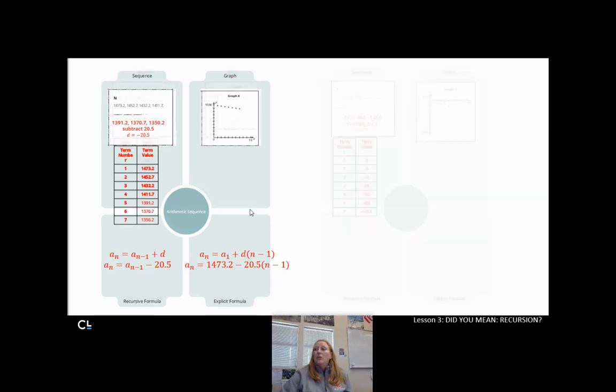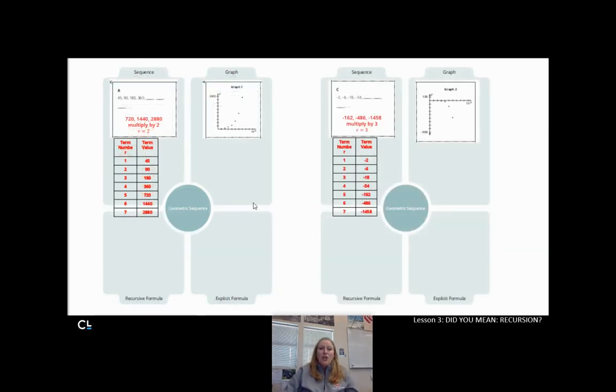Ready for the geometric ones? And again, I'll give you a head start with the geometric ones. I'll help you out with the first one, and then I'll set you free on the others. So I noticed that my common ratio is 2. So for my geometric formula, my G sub n equals G sub n minus 1 times R. All I did was substitute for R. I'm just plugging in that common ratio of 2.